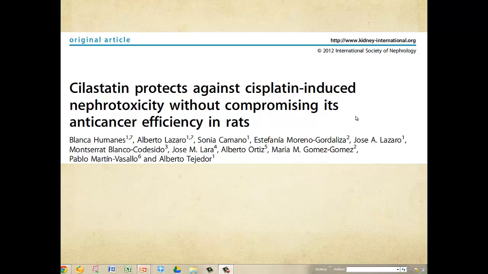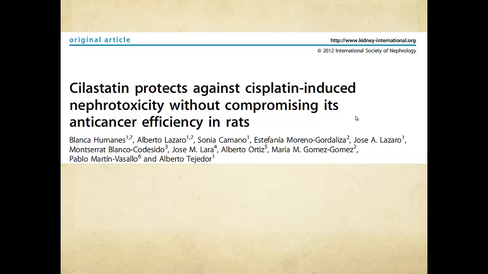Again, this study was done in rats. Before, there have only been in vitro studies, but this is the first study that was done in an animal model, and that was in rat.